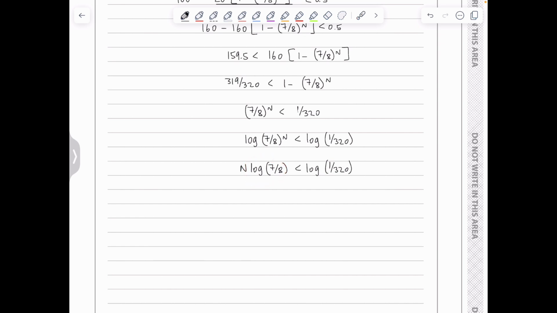So I've got n is greater than log of 1 over 320 over log of 7 over 8. I will plug the right hand side on my calculator. I get that n is greater than 43.198... And therefore we conclude that the first integer that satisfies the given inequality is 44.